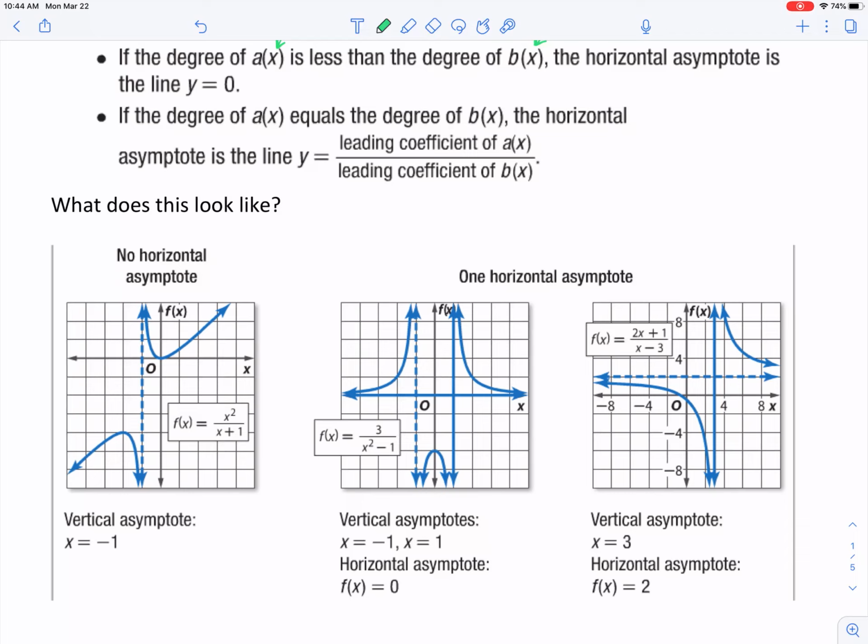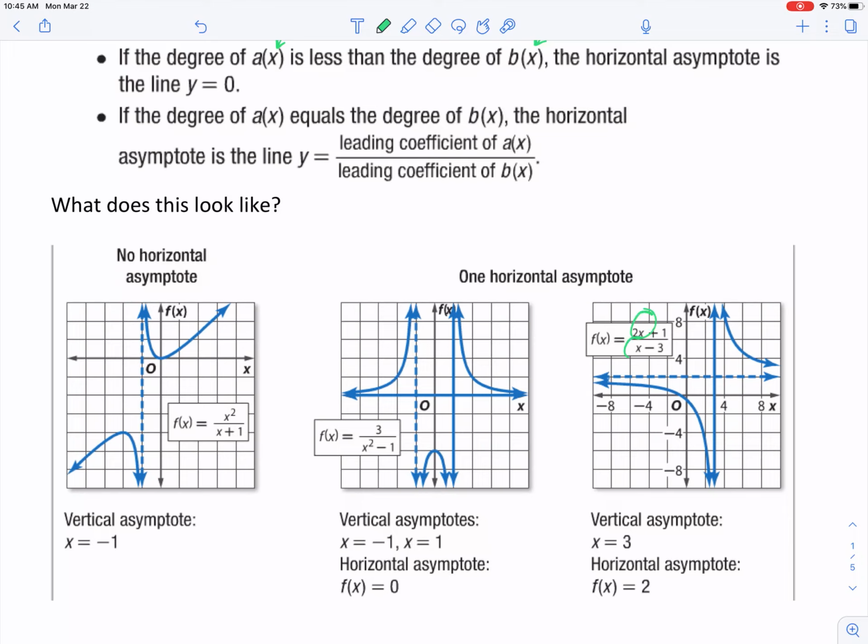Let's check it out. When I look at this first picture here, there is no horizontal asymptote because, again, the degree is 2. The degree on this one, since it's not written, would be just 1. And if the top is bigger than the bottom, then there is no horizontal asymptote. Here, the top is smaller than the bottom. That means there is one horizontal asymptote at the axis.